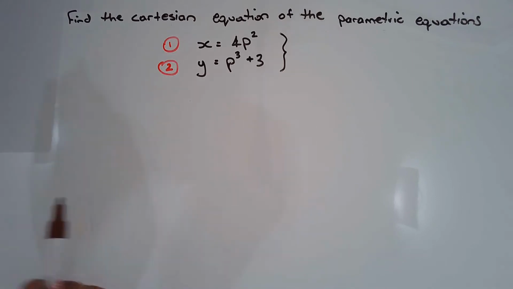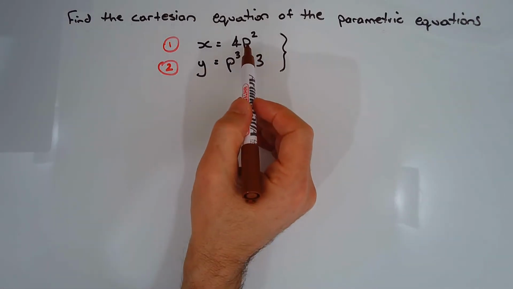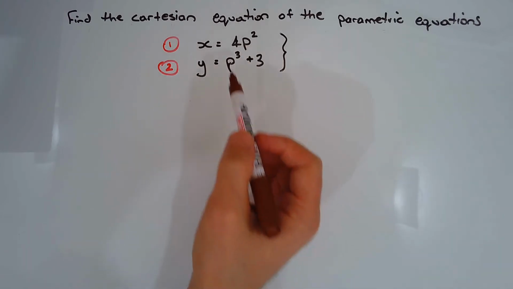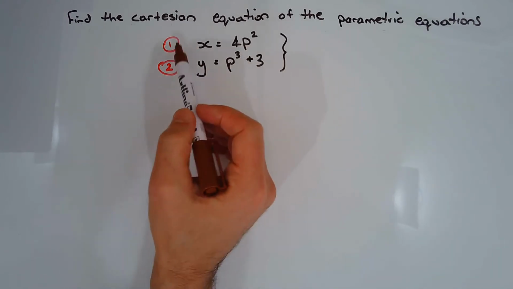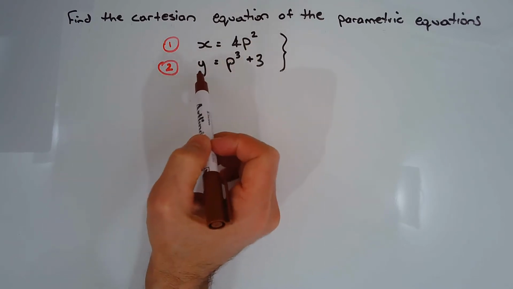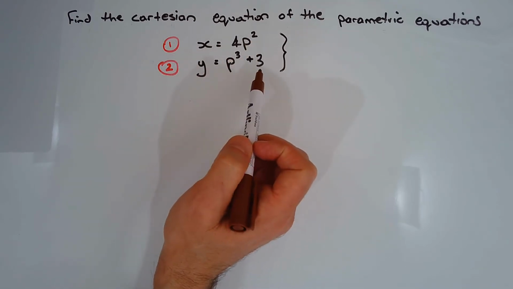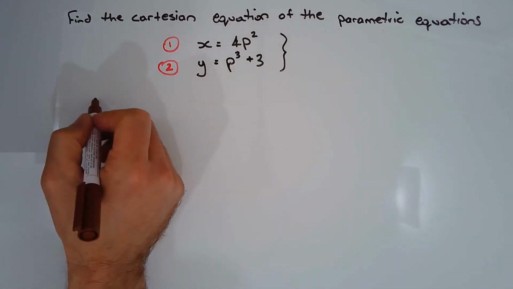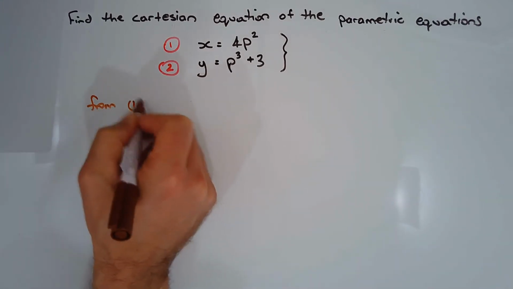So let's start. We're going to use a similar tactic to what we used in the last video, which is employing a substitution method from simultaneous equations, making p the subject, of course, and eventually eliminating the p from the second equation. So I've labeled the equations: equation 1, x equals 4p squared, and equation 2, y equals p cubed plus 3. So let's start with equation number 1.